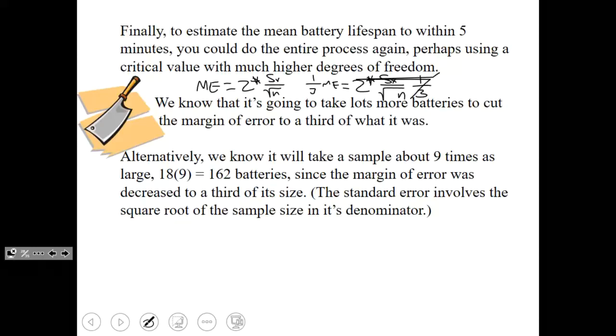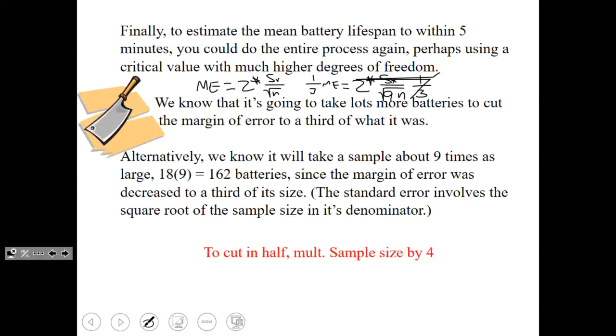Sorry about that extra line that showed up. Okay, but it's going to put 9 on the inside. I would need 9 times as many. So now I wouldn't need 18 batteries. I need 162. Okay, so what we can remember is that to cut an error in half, you have to multiply sample size by 4. Now you've seen here to do it into a third, multiply by 9. If I want to cut it into a quarter, I'll multiply by 16, so on and so forth.